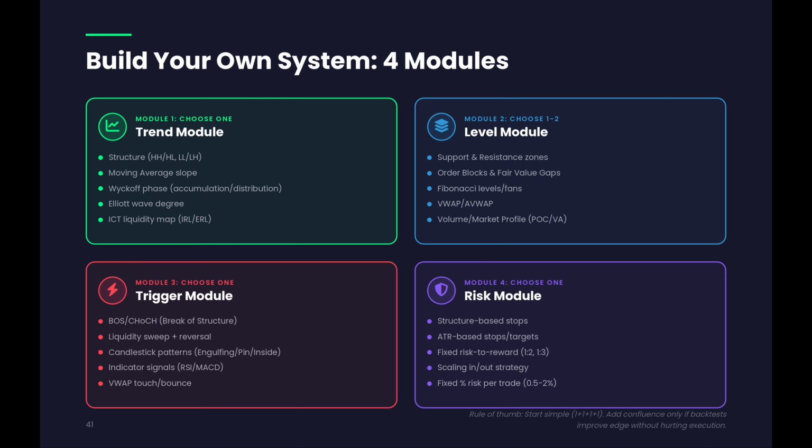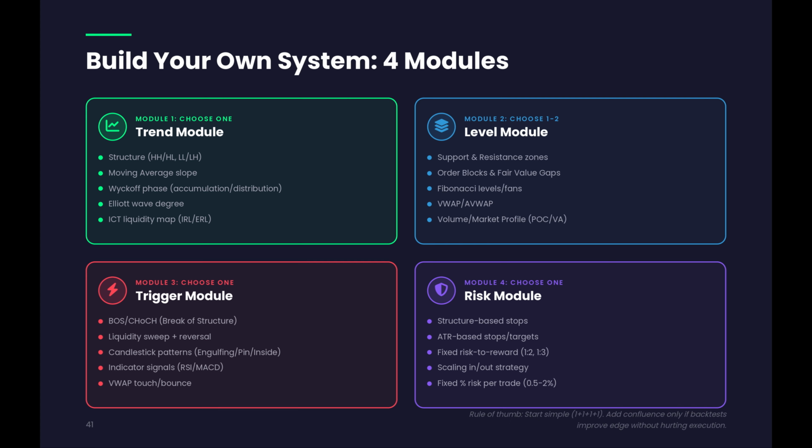Only add complexity, additional confluence factors, multiple confirmation requirements, if your backtesting proves that added complexity actually improves your edge without hurting your ability to execute consistently. Often simpler systems are more robust because they're easier to follow and harder to second-guess.